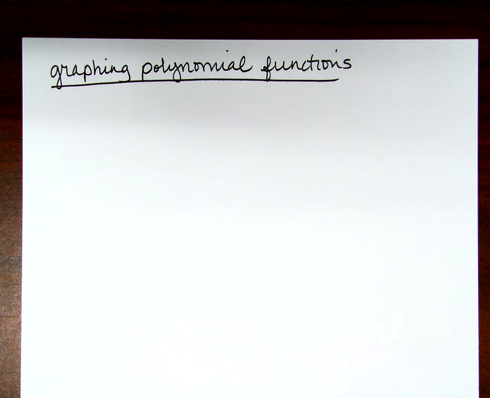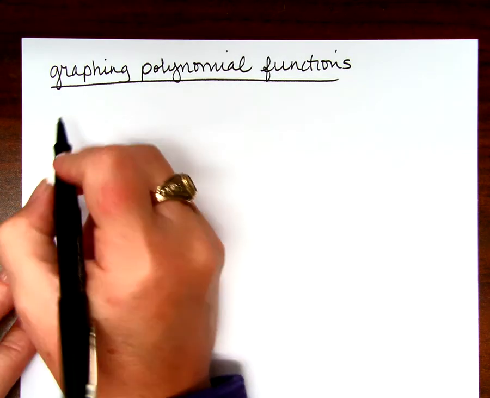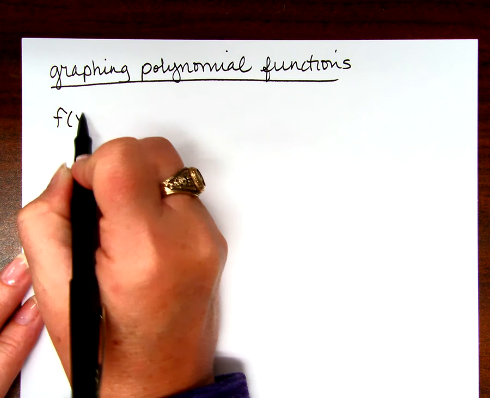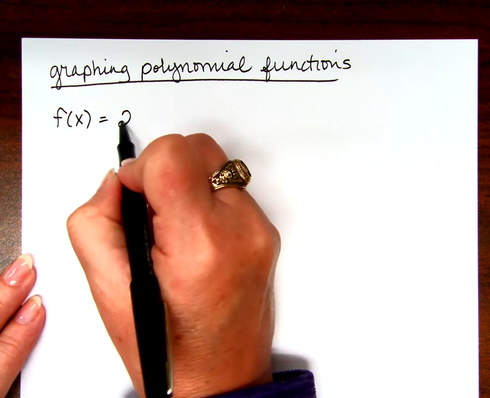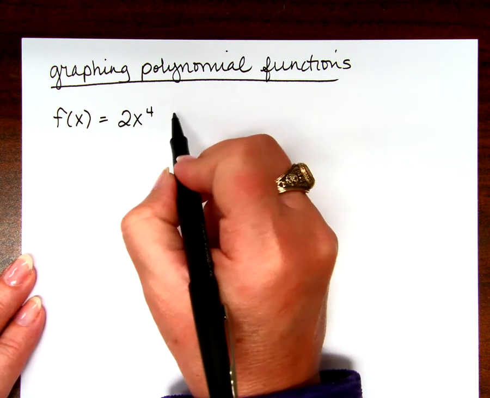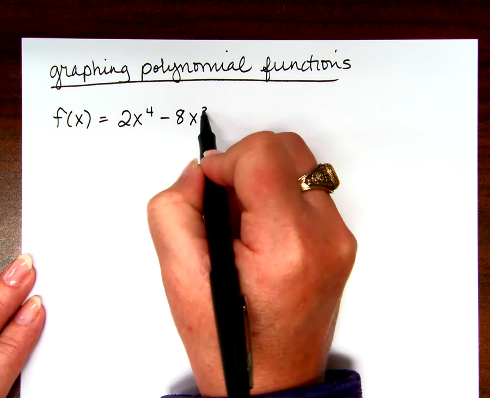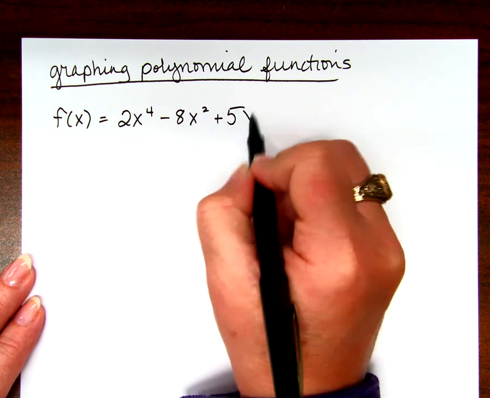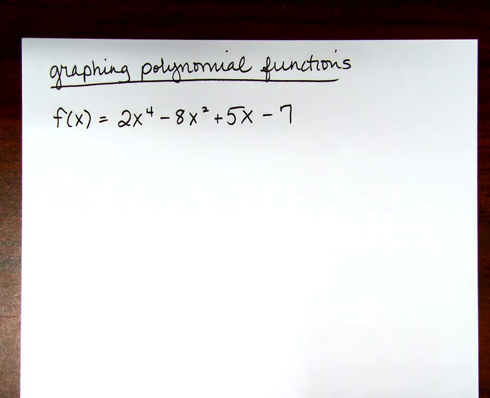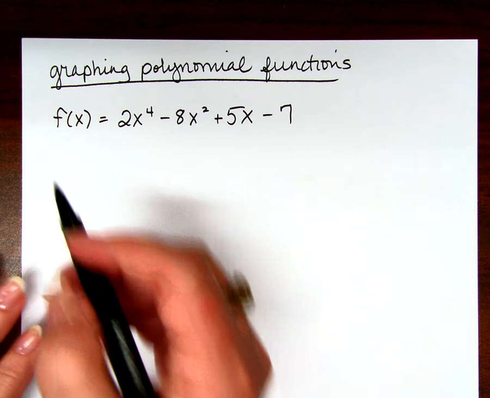What are we doing today? Graphing polynomial functions. Okay, we're graphing polynomials. So, example number 1. F of x equals 2x to the 4th minus 8x squared plus 5x minus 7. Here's the things you need to be able to tell me.